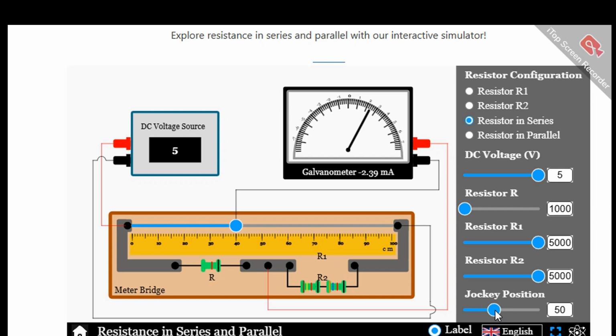Similarly, we can also adjust this circuit for resistors connected in parallel like this. So here you see there are two resistors which are connected in parallel, and let us see what happens to the resistance value and current value. Here we are changing the R and R1 values to a maximum of 5000 ohms, and the R2 value also about 5000 ohms. And if we adjust the jockey position like this, you see the change in current in the galvanometer.